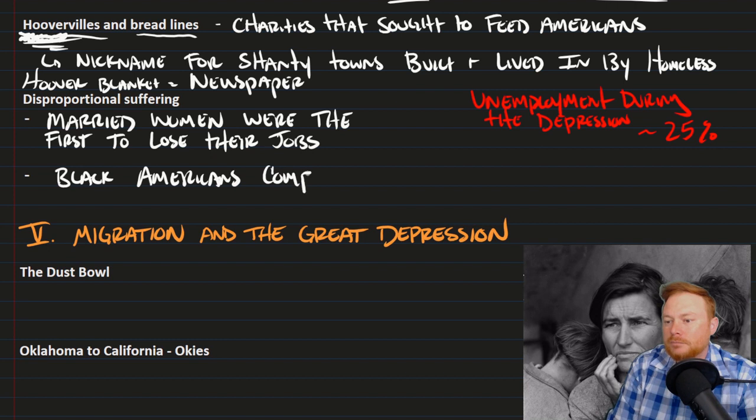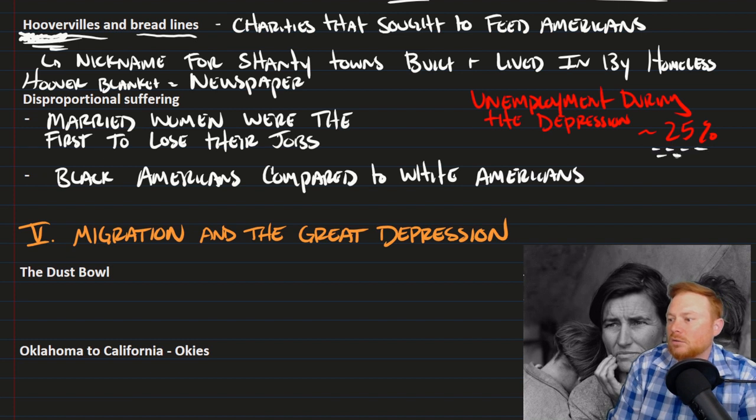Say compared white Americans. So for all of the measures of unemployment, we'll just use unemployment. That's kind of the standard one. Black unemployment was higher than white unemployment. So while it's true the Great Depression affected everyone, it did disproportionately affect some Americans more so than others.